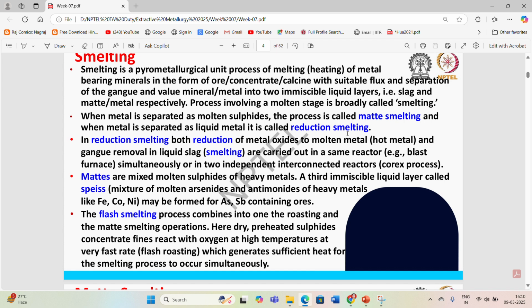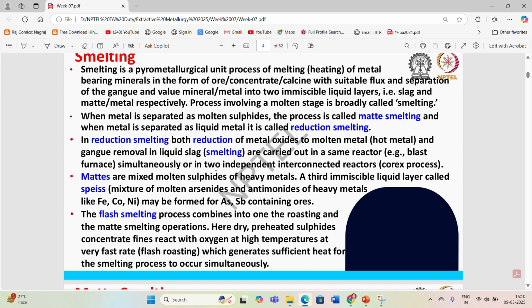In the Corex process, we first go for the reduction process, then we go for the smelting. During the matte smelting process, matte is a mixture of molten sulfides of heavy metals, or a third immiscible liquid layer called speiss can be formed, which is basically a mixture of molten arsenides and antimonides of heavy metals like iron, cobalt, and nickel, and may be formed for As or Sb containing ores.